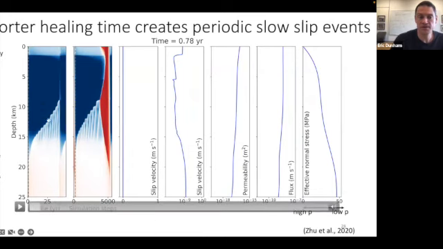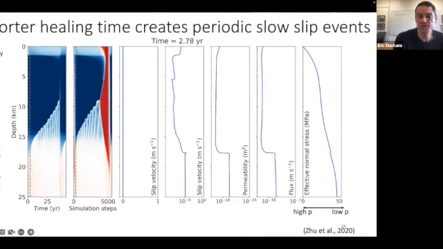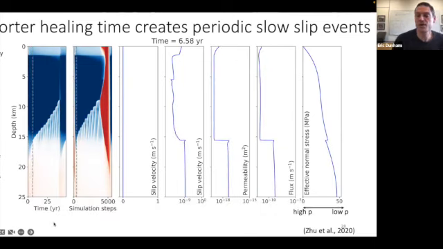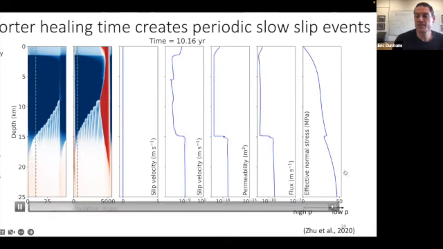What's shown here is a space-time plot of slip velocity and time steps. This is slip velocity at linear scale, so you'll see earthquakes here. This is slip velocity at log scale, so you'll see slow slip events, permeability, upward fluid flux, and then effective normal stress, right? Changes in fluid pressure. Fluids are being fed in at a steady rate from below. That increases fluid pressure and decreases effective stress. That weakens the fault here. That causes it to slip, right?